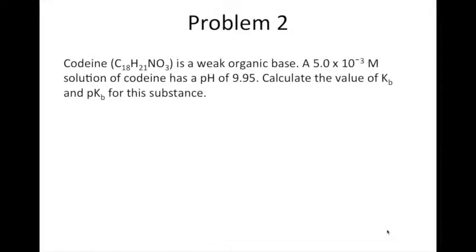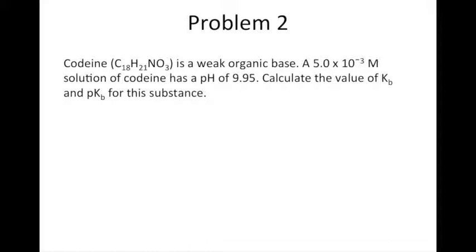So let's take a look at another problem. This one deals with Kb, but it's a similar type problem. Codeine is a weak organic base, and we're starting out with a 5.0 times 10 to the minus 3 molar solution of codeine, and it has a pH of 9.95. Calculate both the Kb and pKb for this substance. Again, pause the video and see if you can solve this problem.